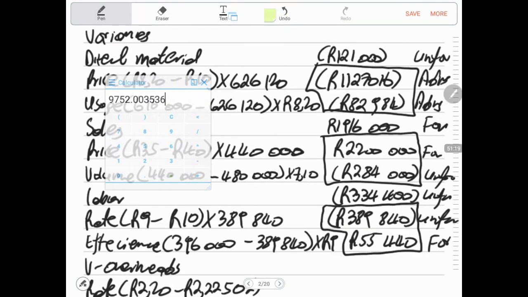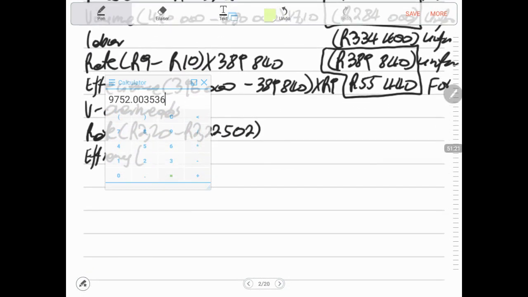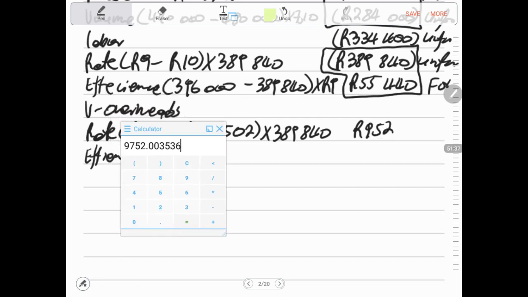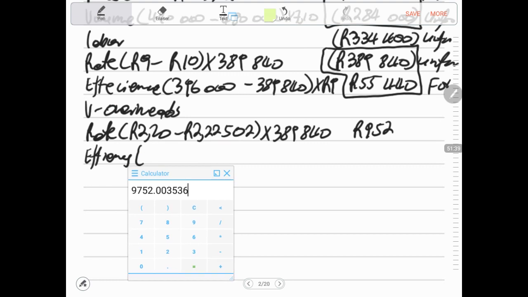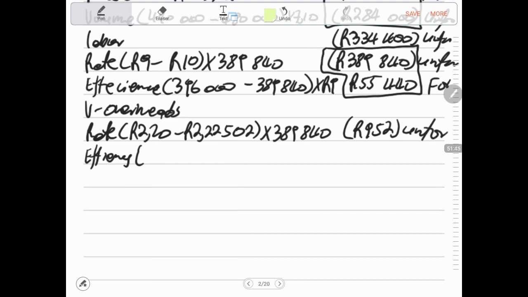Then let's go and paste that figure. Then it will be times this by the actual hours 389,840, and our variance will be 952. I'm not going to round off the total. So now the variance will definitely be unfavorable. We paid more than what we anticipated to pay per labor hour.